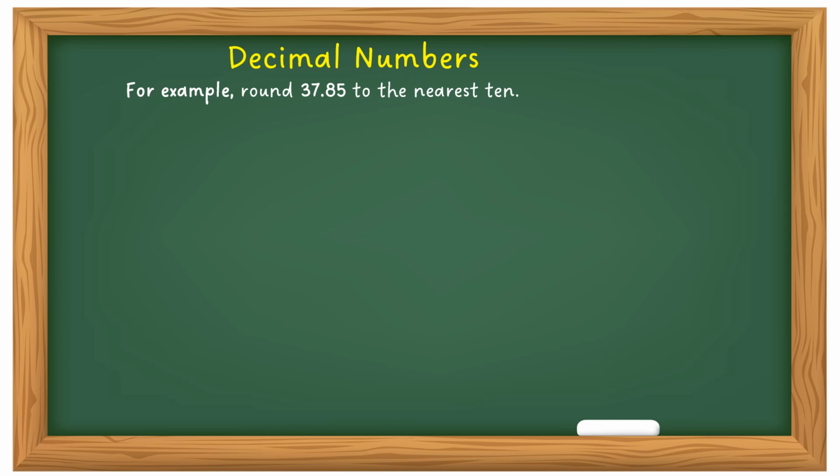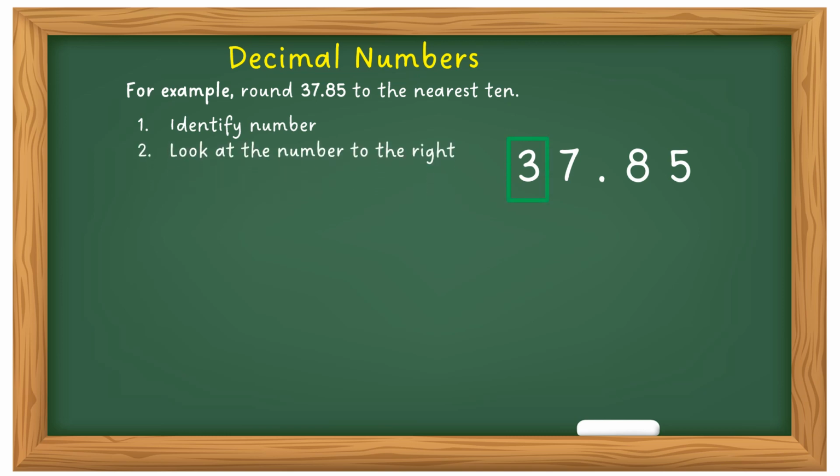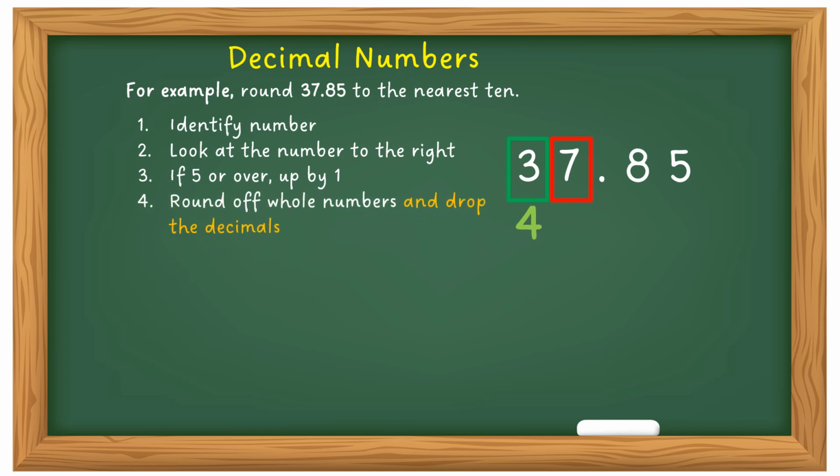All right, so let's look at this one here. First, you've got to identify the number, so in this case, the nearest 10. You can see the 3 is in the tens column, and you look to the number to the right. That's higher than a 5, so that 3 changes to a 4. And you round off the whole numbers and drop the decimals. When you're rounding numbers with decimals, you just get rid of them. Remember, a decimal is a number between two whole numbers, so you round it to the nearest whole number, basically.